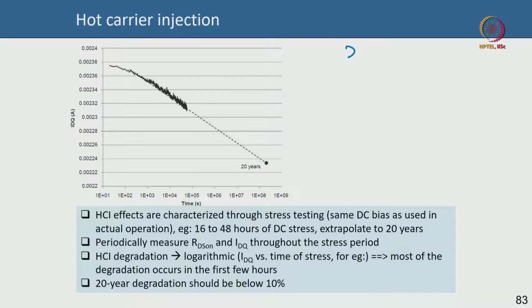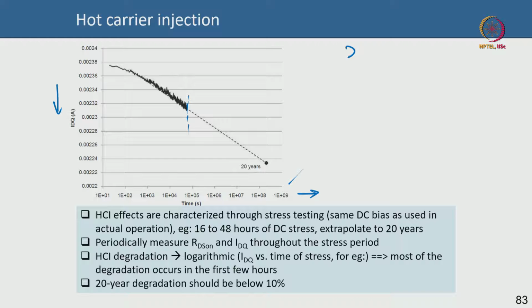They will look at some parameter, say on current. How much is the on current reducing? So on the y-axis you can see the on current, on the x-axis you can see the time. It goes from 10 seconds to 1 billion seconds. Of course, you do not measure over 1 billion seconds. You measure up to something like 10 to the power 4 or 10 to the power 5 seconds, somewhere between that, and you extrapolate.